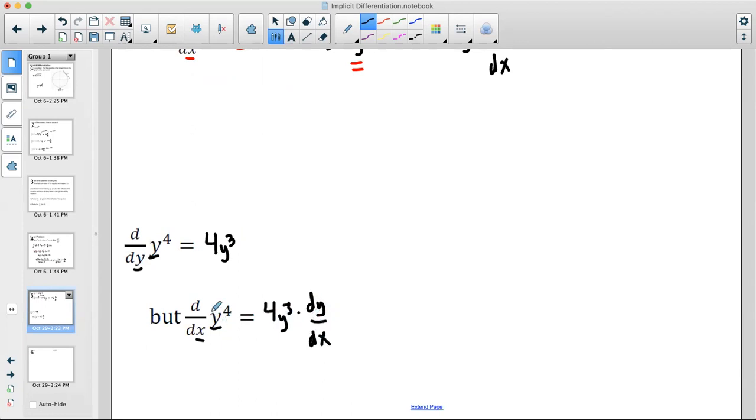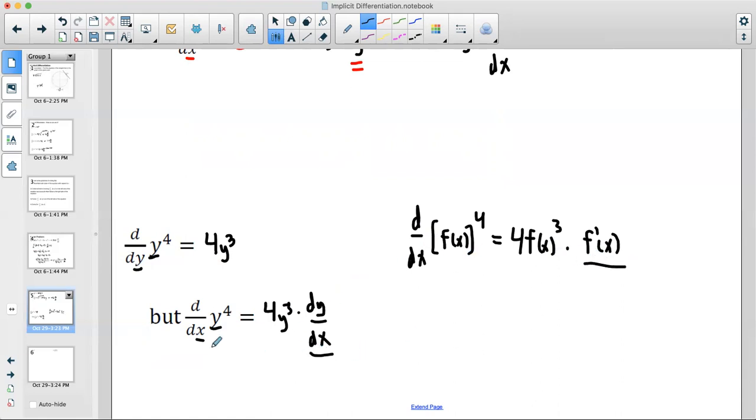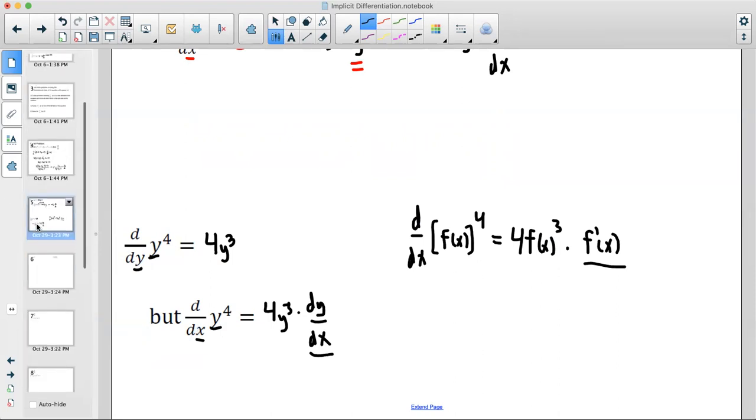You think of this y to the fourth as being the inside function. Think about it like this, maybe. It's like some function of x to the fourth power. And you know from the chain rule that this is 4 f of x cubed times f prime of x. The f of x is some function. I don't know what it is. y and f of x in many senses are the same thing. So that's kind of how we're looking at them. So this f prime is the same as this dy dx. So that's how this works.